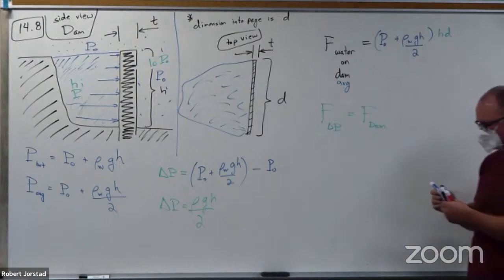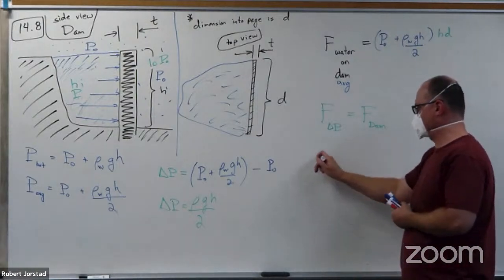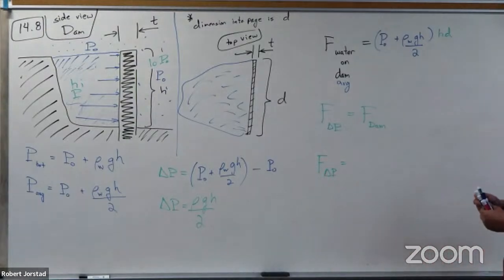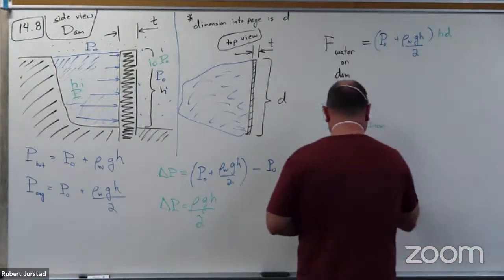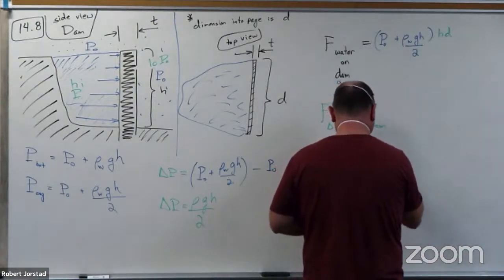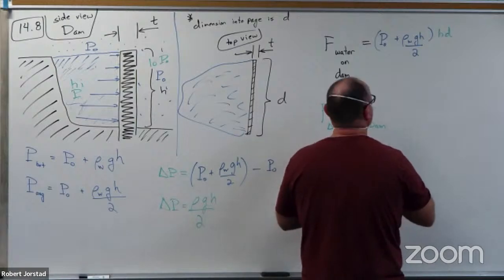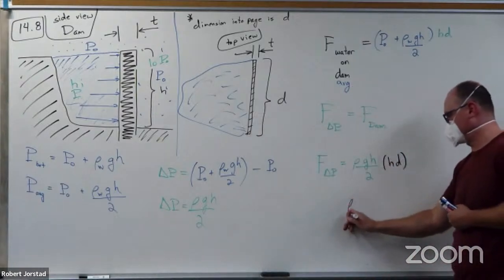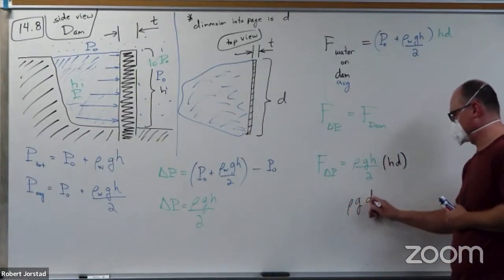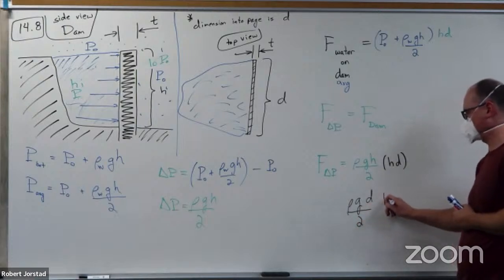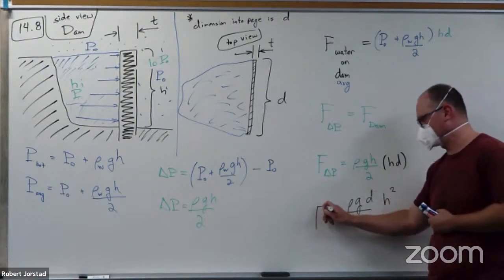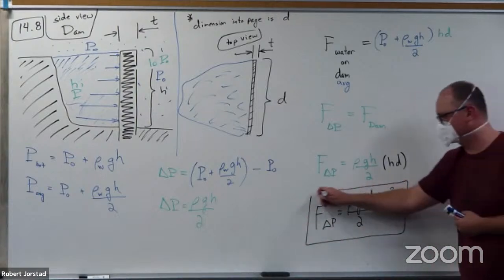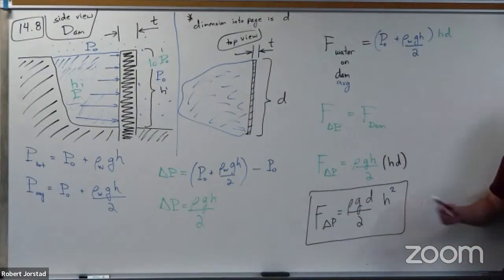I apologize. So notice the force that the dam needs to exert is only related to this delta P pressure, which is going to be rho g h over 2 times HD. Or notice it's rho g D over 2 times height squared. Do you see that? Notice there's a squared in there.